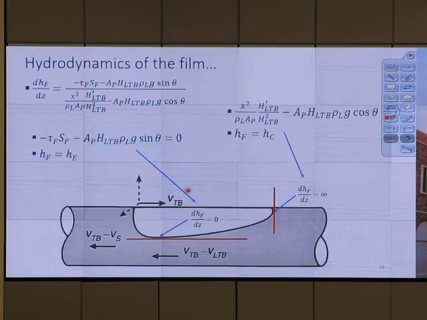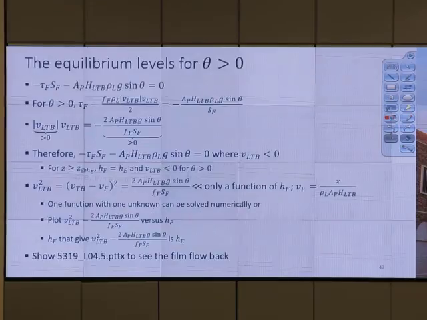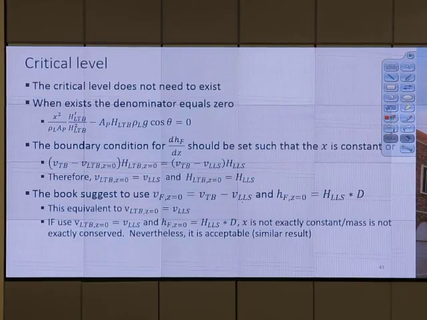Let's say the film length is not long enough. If film length is this short, we may not see equilibrium liquid height, right? If film length is short enough, we stop the integration before we reach the equilibrium liquid height. That's possible, right? If we have a very long film, we can reach the point where height is the same as equilibrium liquid height.